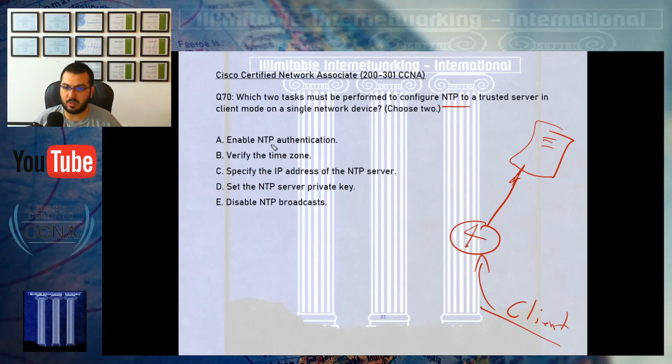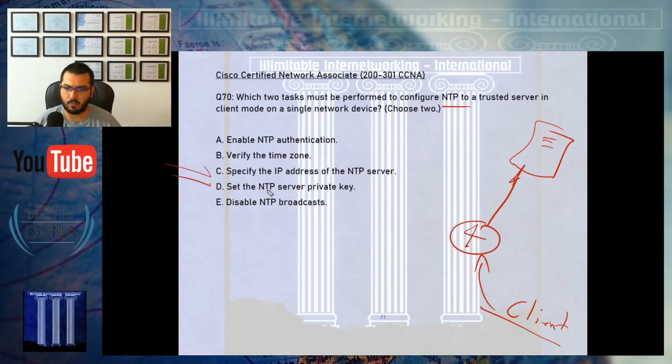Enable NTP authentication. It's trusted, so why would we need authentication? Verify the time zone. I will take the time zone from the server. Specify the IP address of the server. Definitely, this is how I can reach it. Set the NTP server private key. If it was trusted, then okay. Disable NTP broadcasts.